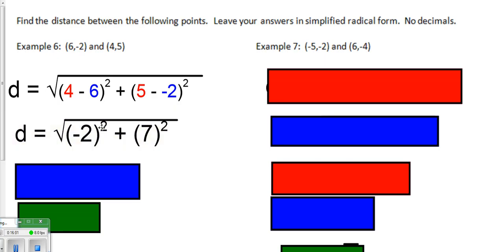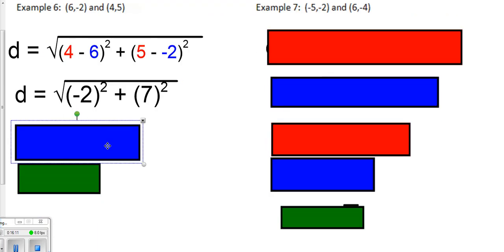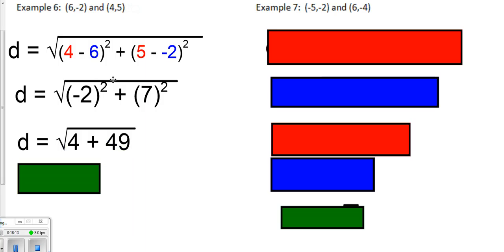Okay, simplifying that down, 4 minus 6 is -2, 5 minus -2, so minus a negative is like adding, 5 plus 2 is 7. -2 squared is 4, -2 times -2 would be +4. 7 times 7, or 7 squared, is 49. Add those up, and you get 53. So on your calculator, you can do all of this stuff together and not have it underneath the square root, and it'll give you 53. So your answer, you'd say D is the square root of 53.